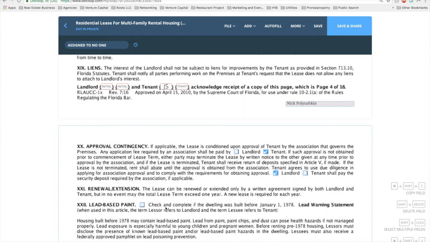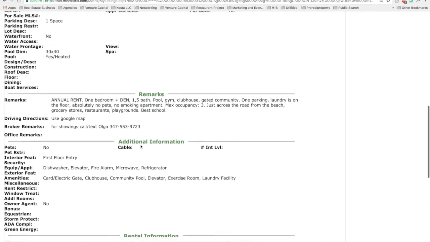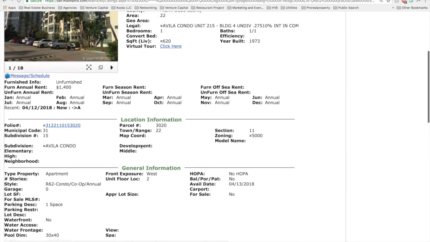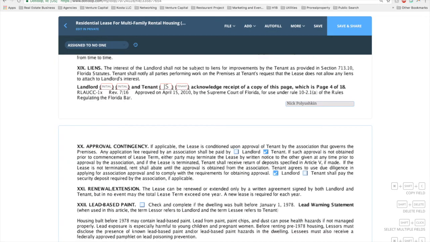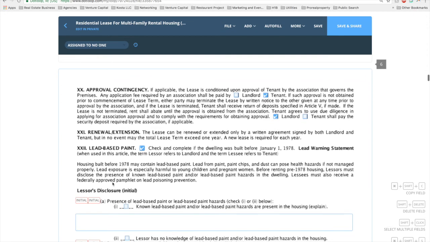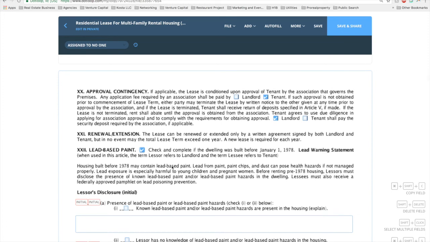Lead-based paint. Check and complete if the dwelling was built before January 1st of 1978. Lead warning statement. When used in this article, the term lessor refers to landlord and term lessee refers to tenant. So we need to check when it was built. Let's go back. So it was built in 1973. So it was built prior to 1978. So lead-based paint disclosure has to be provided, because housing built before 1978 may contain lead-based paint.